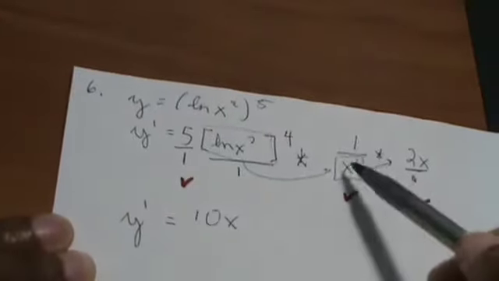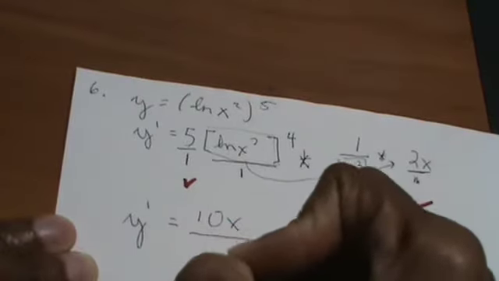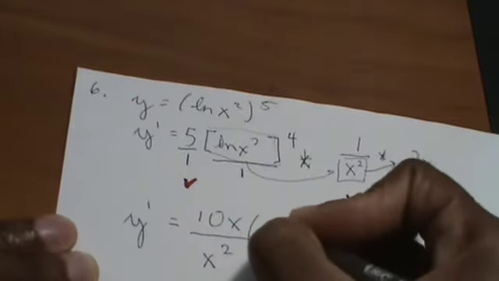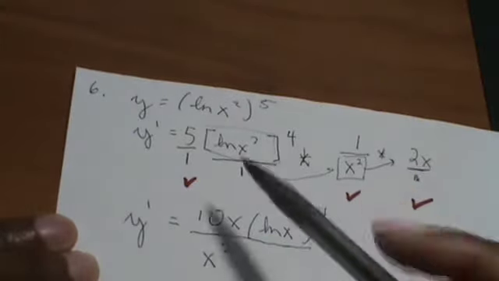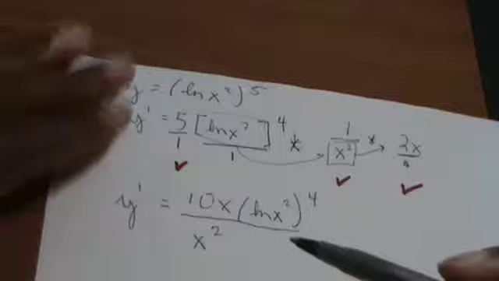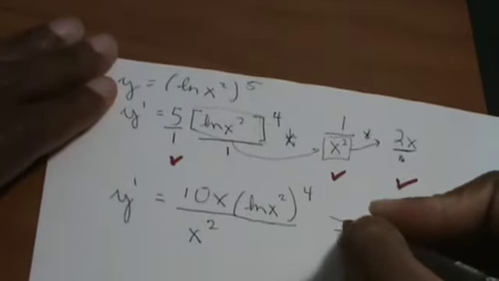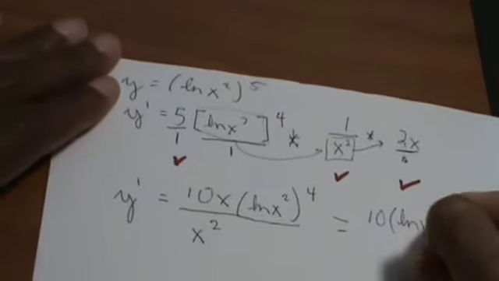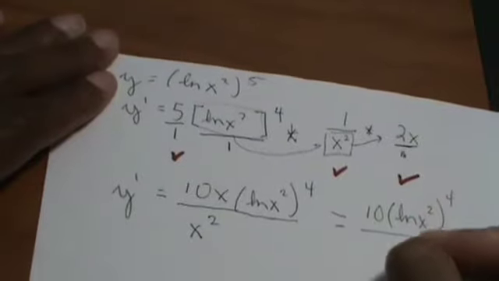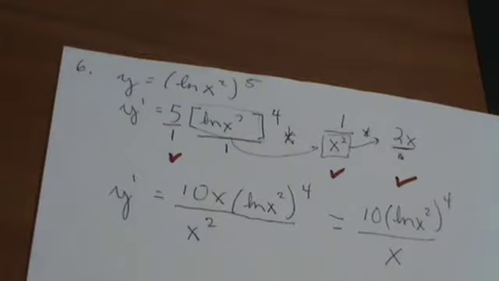You get 1 times x squared times 1, which gives you an x squared down here. And then you have the natural log of x squared to the 4th power. That's going to go in the numerator. So you're almost there. Notice the x should cancel in the numerator and denominator. So this equals 10 natural logs of x squared to the 4th power all over x. All right, so there's number 6. Let's move on to problem number 7.